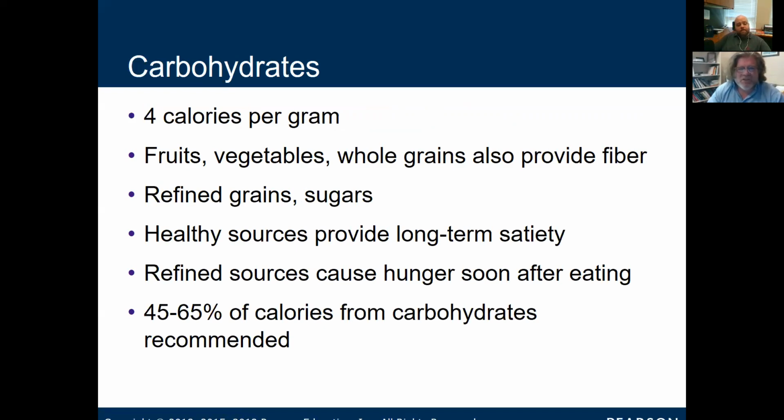Okay, so you get carbohydrates from fruits and vegetables and whole grains. Whole grains are better because they also have fiber, which is necessary. It aids with digestion, which becomes important the older you get. Just saying. With fruits and vegetables, the carbohydrates are actually coming from the sugars that are in them.